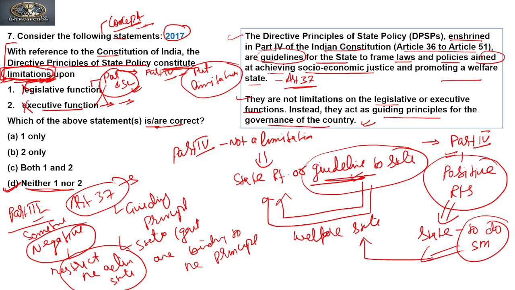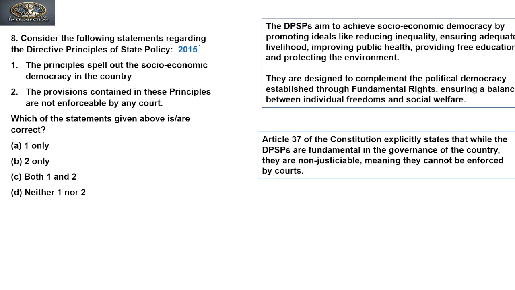So as soon as you come to the term constitutional limitations, without referring to the given statement we can say it is not restricting anyone. Rather, it is giving power to them. So the answer to this is neither. Is it clear? Now moving to the next question. The next question was asked in 2015. Now the question says, consider the following statements regarding the directive principles of state policy.